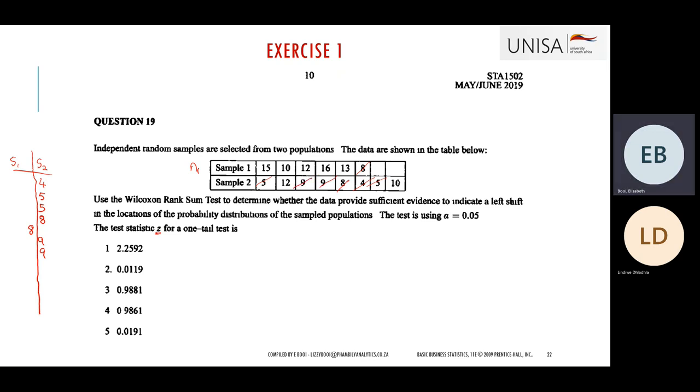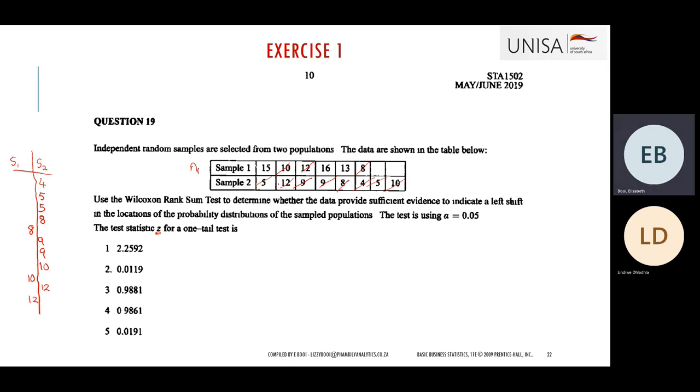And what else do we have? 9 and 10. So we have 2 10s, so I'll start there, 10 there and 10 there. So those will be the 10s. And we have 12s, right? 10, 11, 12. 2 12s. So we have a 12 there and a 12 there.